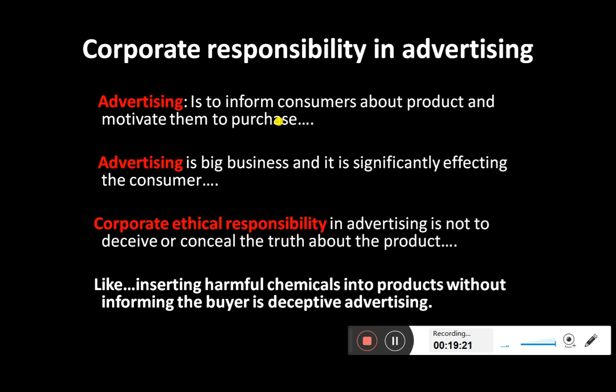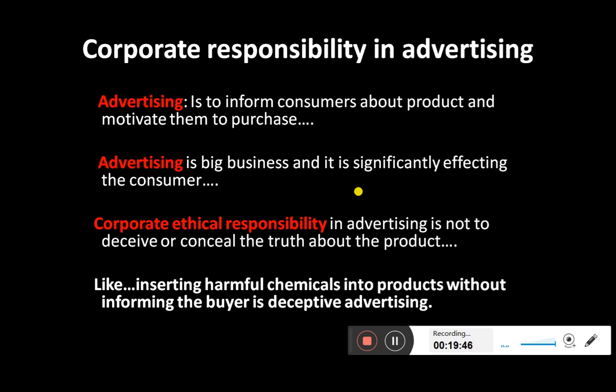In other words, advertisement is simply a source of communication from the seller toward the buyer. Now I have mentioned different advertisement definitions. Few of the definitions I would like to share with you: advertisement is to inform consumers, customers about a product and motivate them to pursue or to purchase.